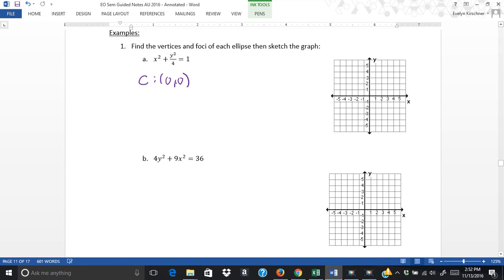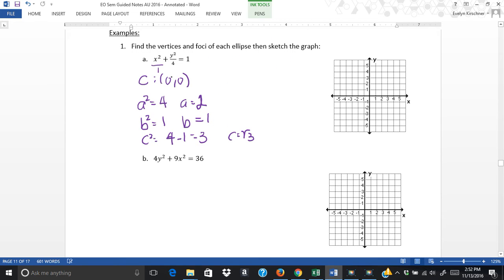The major axis is along y because 4 is over 1. 4 is bigger than 1. So I know that my a squared is 4, which tells me a is 2. I know my b squared is 1, which tells me b is 1. And then I know my c squared is 4 minus 1, or 3, so c is radical 3. Square root of 4 is 2.